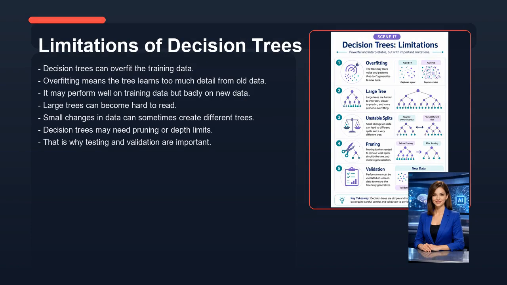Now let's look at limitations of decision trees. Decision trees can overfit the training data. Overfitting means the tree learns too much detail from old data. It may perform well on training data but badly on new data. Large trees can become hard to read. Small changes in data can sometimes create different trees. Decision trees may need pruning or depth limits. That is why testing and validation are important.